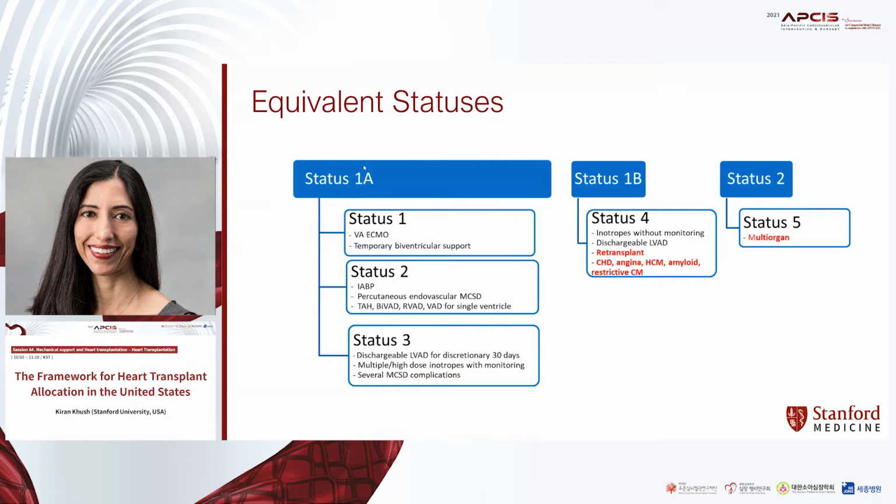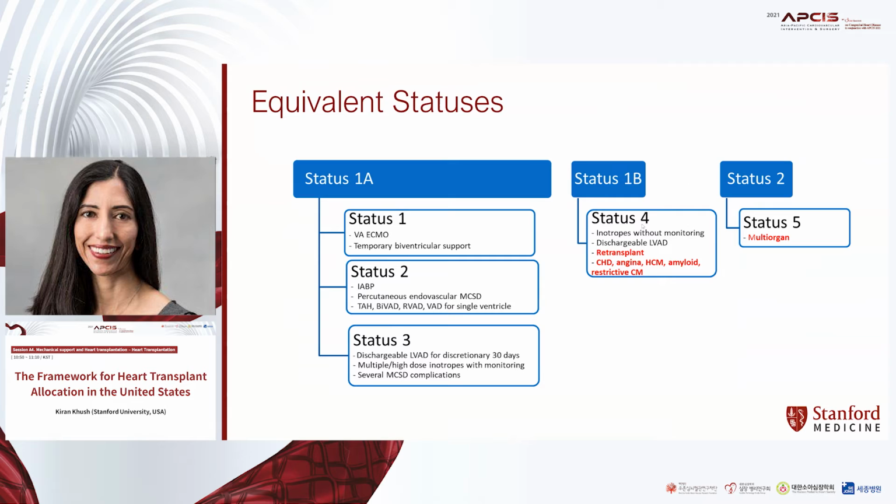So the prior status 1A is now divided into 3 statuses. Status 1, which is the highest tier status, are patients on VA ECMO or temporary biventricular support. Patients for status 2 have intra-aortic balloon pumps, endovascular mechanical support that's temporary, total artificial hearts, BiVADs, and RVADs. And finally, status 3 patients are stable LVAD patients who have a discretionary 30 days as a status 3, patients on high-dose inotropes who have continuous monitoring in the hospital, and MCS-related complications.